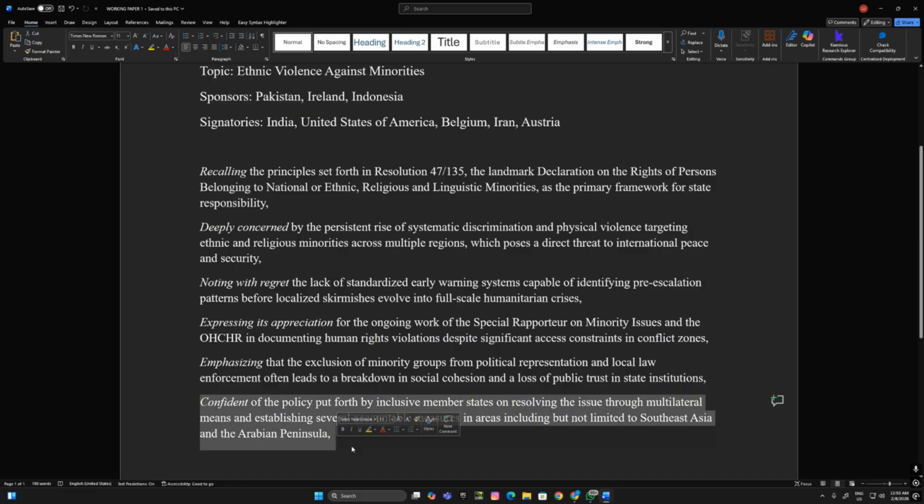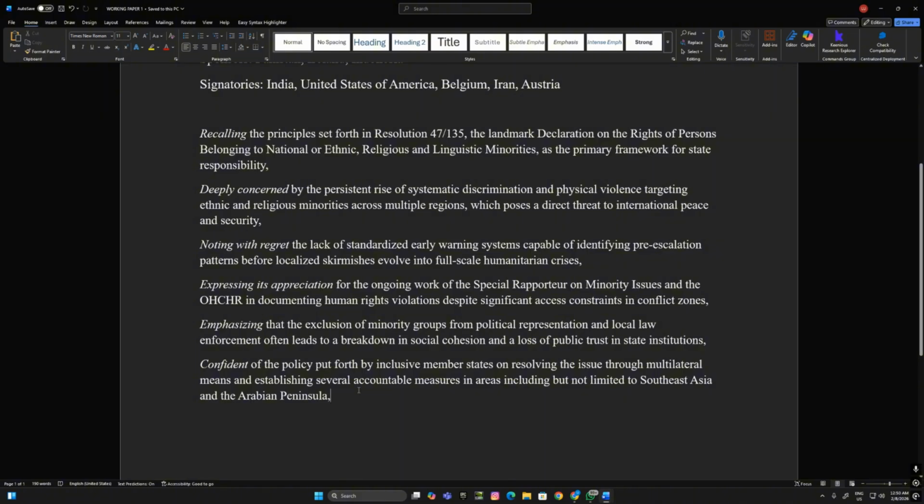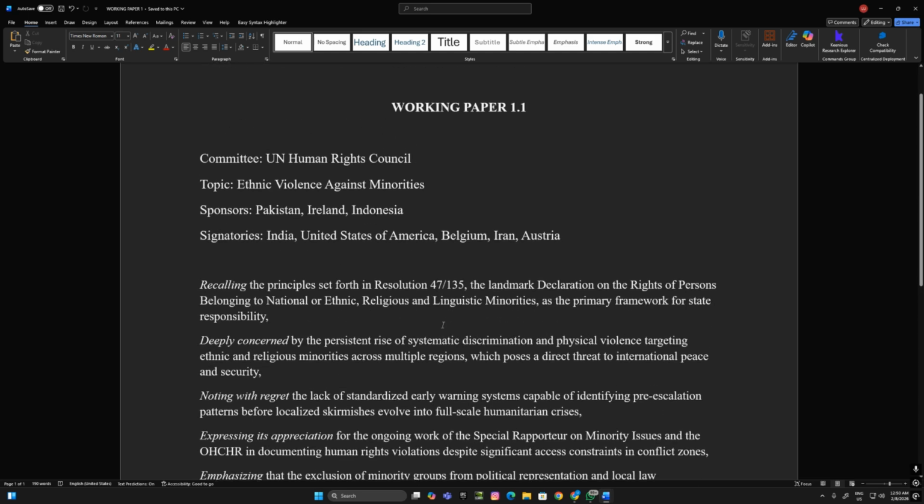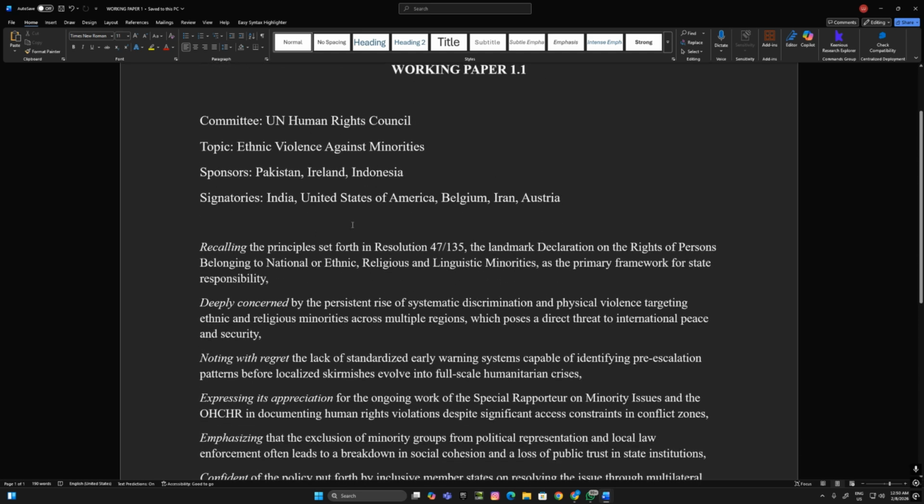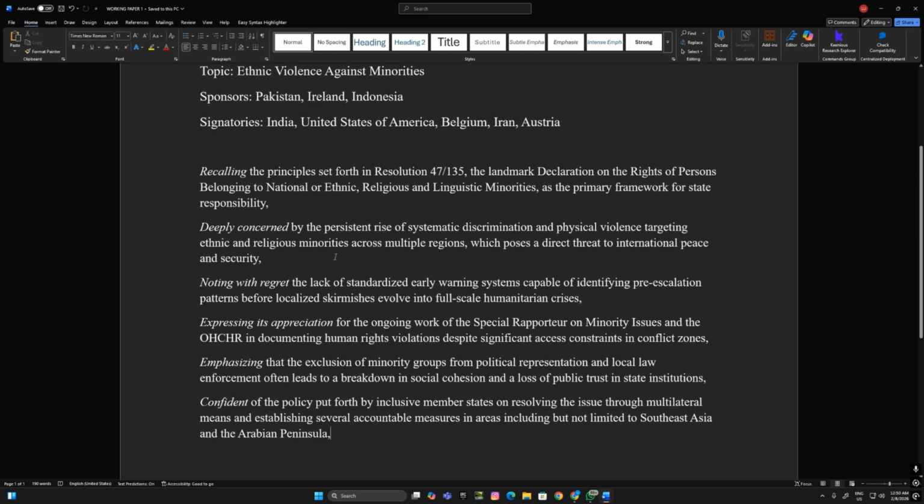This clause basically talks about the bloc's policy, which is multilateral cooperation and establishing several and severe accountability measures throughout areas which are affected. Right? So I'll tell you the main things of what makes this working paper an acceptable one. The standard basically for presenting working papers after we've discussed working paper 1.2.